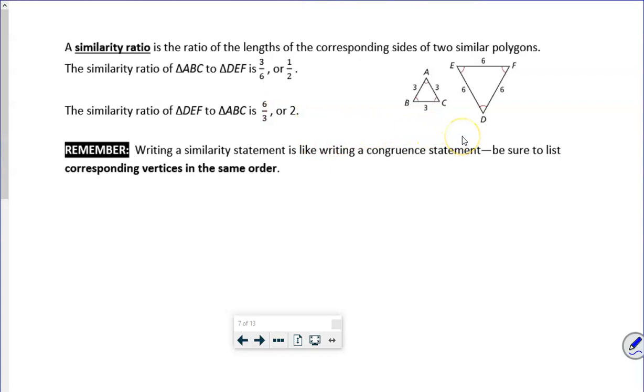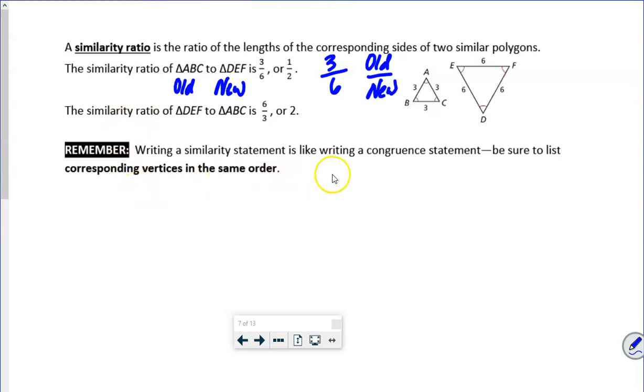So we're going, this is old and this is new, right? So our old number was 3 and our new number was 6. So we're going old over new. Y'all remember how we talked about this the other day? Now if we go DEF to ABC, it's the other way around, right? So that time, if we start with DEF, it's our old and ABC's our new, okay?